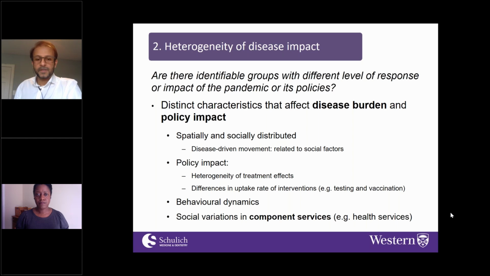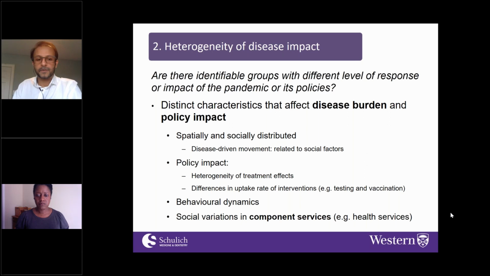There are also social variations in components of services. For example, health services, the level of exposure to health services, and there have been several studies that have documented this both in Canada and outside, that the utilization of health services and general level of exposure to health services has a social gradient, both in terms of socioeconomic status, race, ethnicity, and a number of other factors.